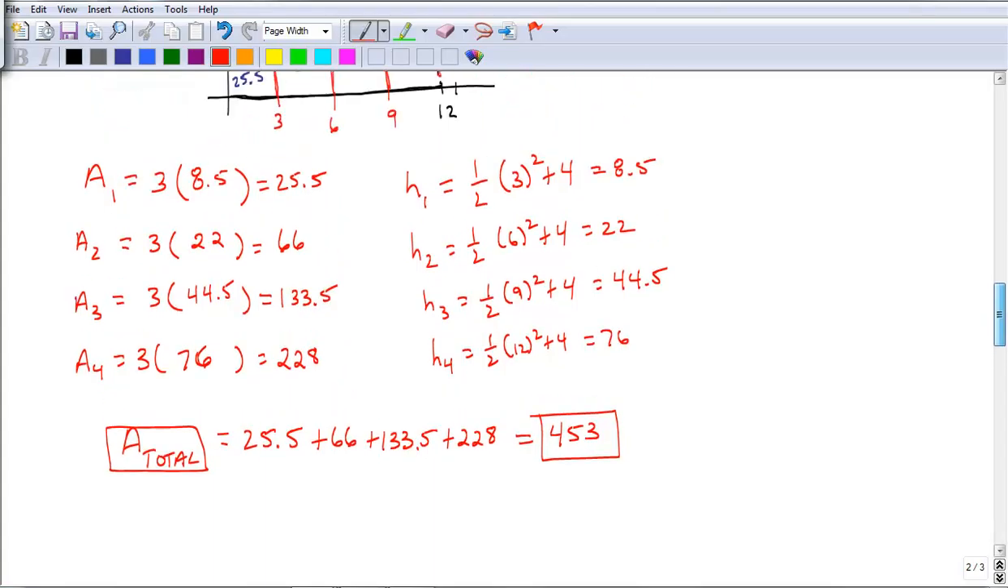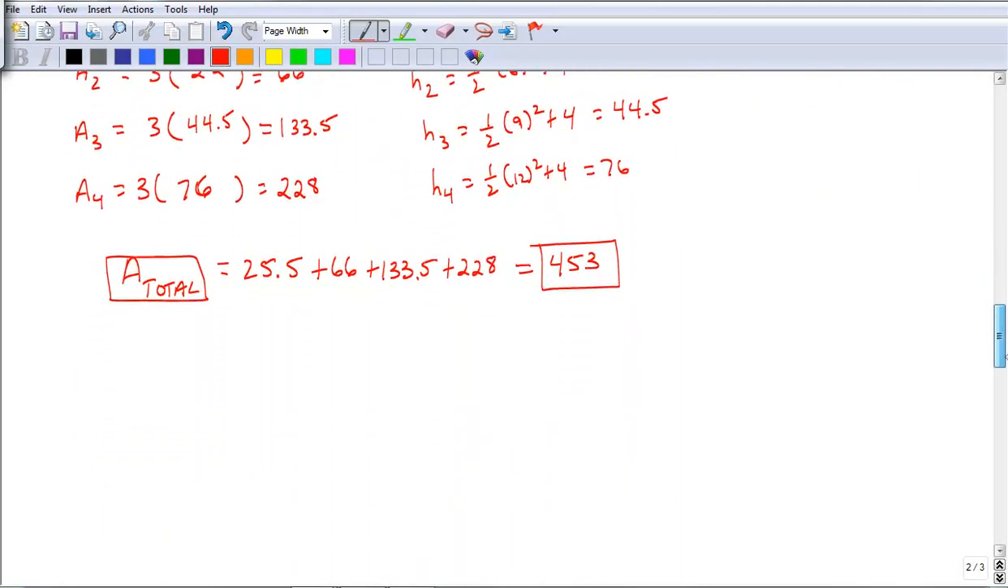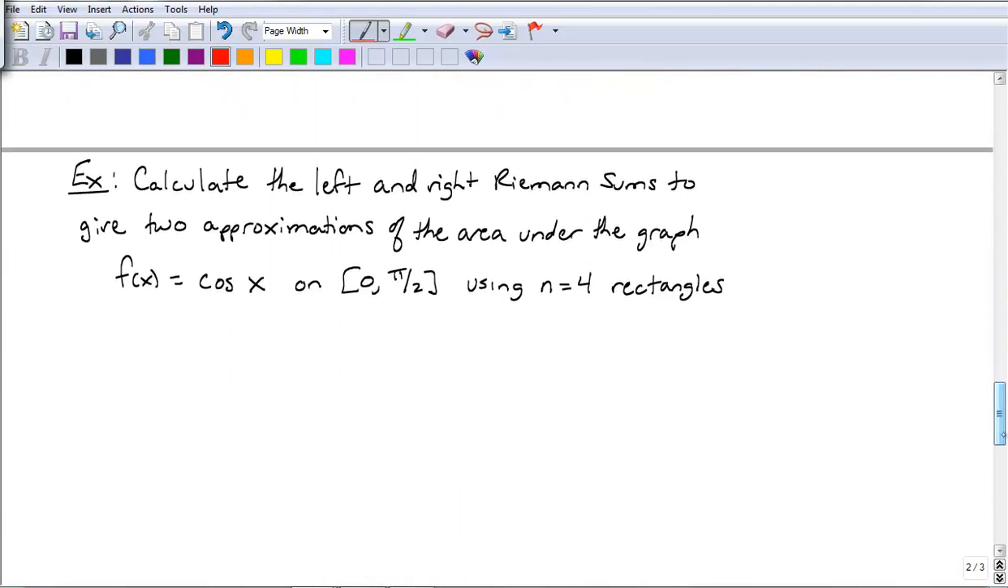You're just finding the area of the rectangles. And notice they tell you how many rectangles to draw, and they tell you where to draw them. So to fit them in with the same width, you take the interval and divide it by the number of rectangles. A lot of times you'll see this as b minus a over n, where n is the number of rectangles, b is the second endpoint, and a is the first endpoint. 453.